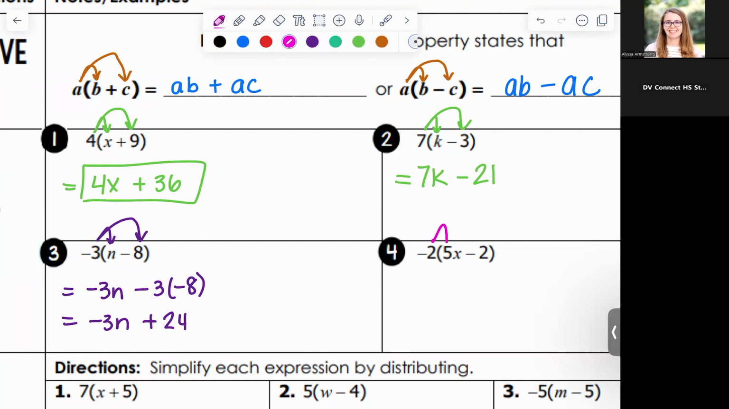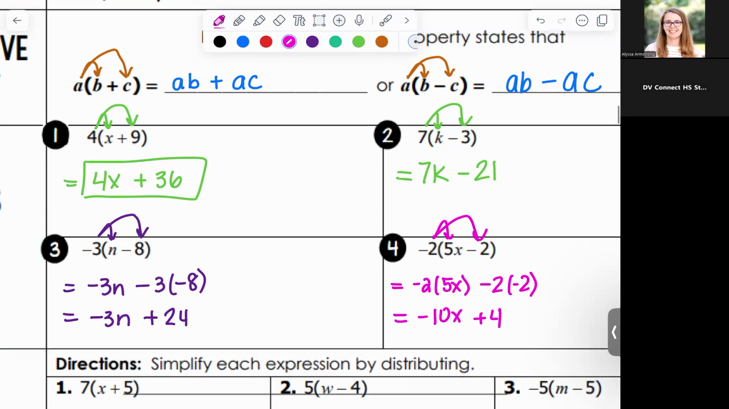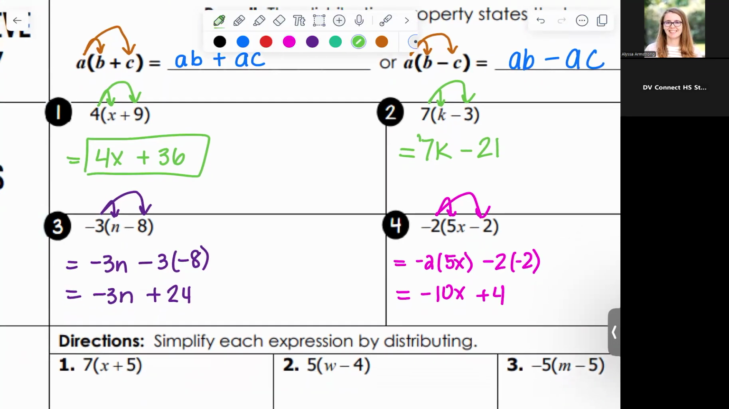When you are distributing that -2 to both terms, think of this as -2 times 5x minus -2 times 2. So that's -10x plus 4. Again, that double negative creates that positive. So I'm going to go ahead and just box all my answers. This is what I am working towards.